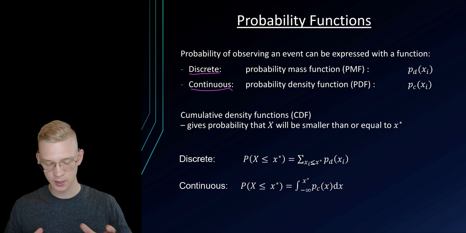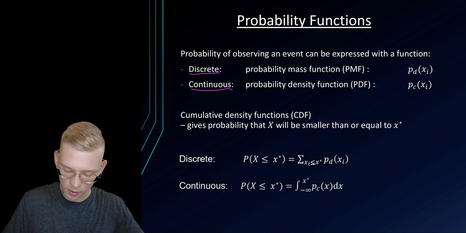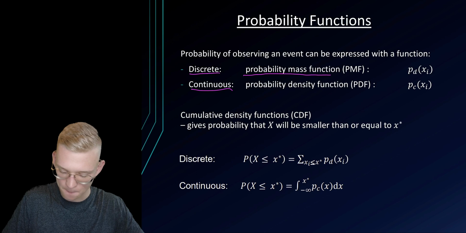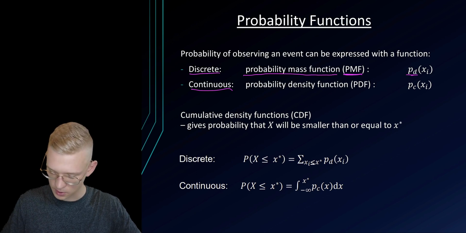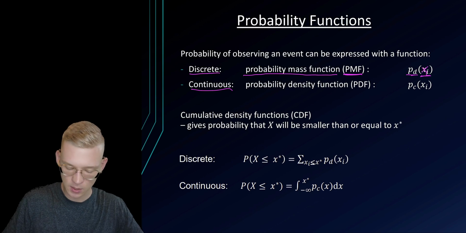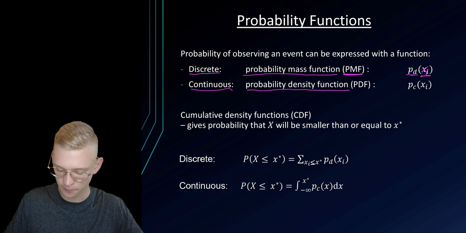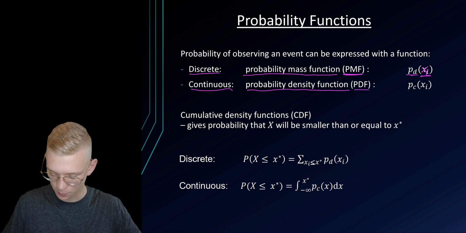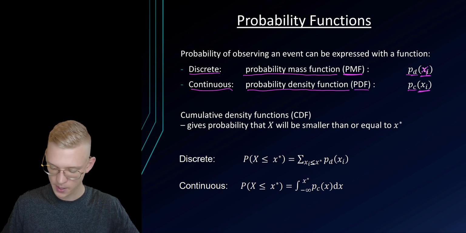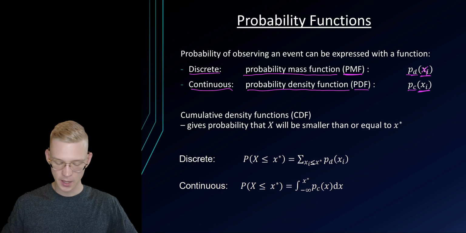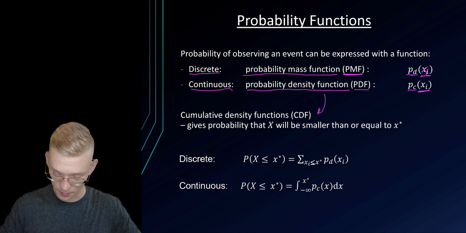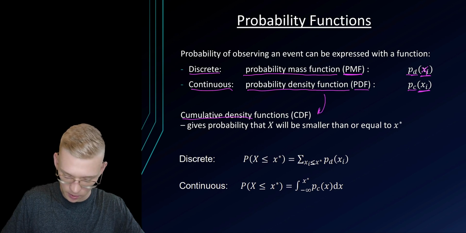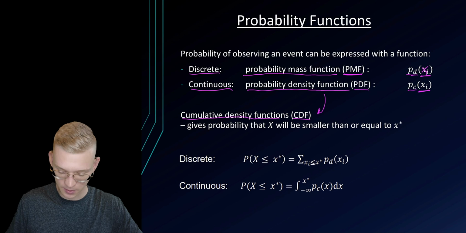If we have the discrete case, we call the probability functions probability mass functions, so PMF. Probability discrete of an event xi. In the continuous case, we call it the probability density function, PDF. So probability continuous of a specific xi. If we now sum over all these probability density functions, we will get a cumulative density function, so CDF.